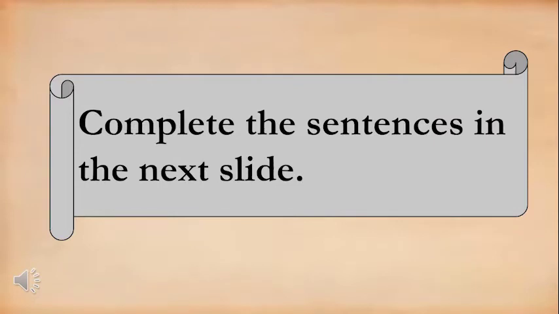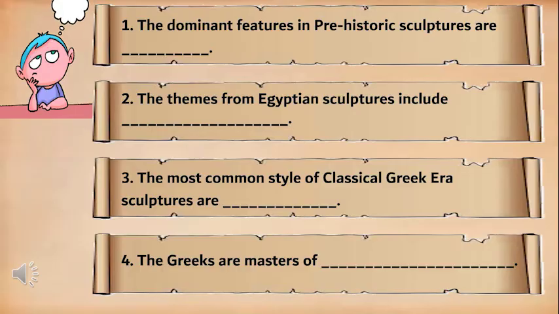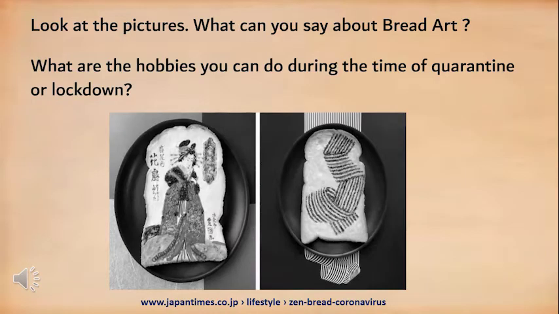Alright. We are through with our activities for today, but before we part ways, let's complete the sentences in the next slide. Students, complete the following sentences to sum up your learnings for today. 1. The dominant features in prehistoric sculptures are. 2. The themes from Egyptian sculptures include. 3. The most common style of classical Greek era sculptures are. 4. The Greeks are masters of. Look at the pictures. What can you say about bread art? What are the hobbies you can do during the time of quarantine or lockdown?